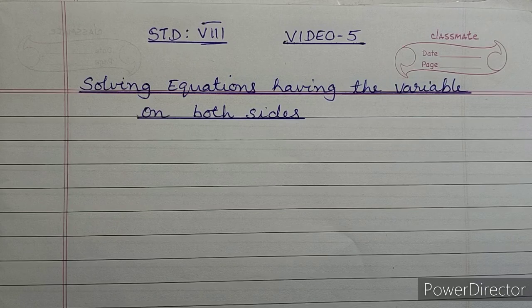In previous videos we have learned how to solve linear equations with the variable on one side and the number part on the other side. In this video we are going to learn solving equations having the variable on both sides. So LHS also, RHS also, variables will be there. How you will solve it, that is what we are going to learn in this topic. So I will show you one example.